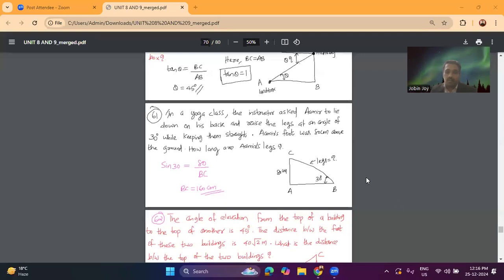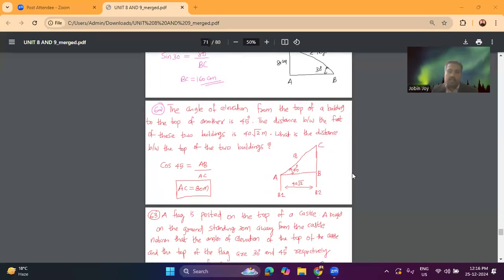Then next, question number 62. The angle of elevation from the top of a building to the top of another. This is one building, B1, and this is another building, B2. From this building to the top of the other building, the angle of elevation is 45 degrees. The distance between the feet of these buildings is 40 root 2. So this distance is 40 root 2 meters.